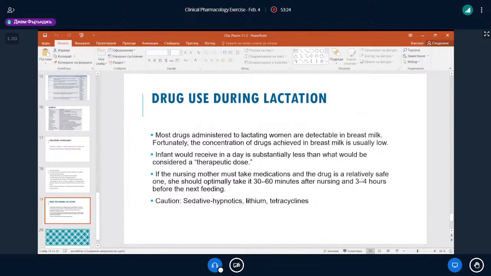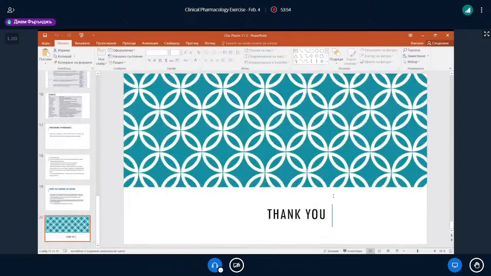But some drugs like sedative or hypnotic drugs, lithium and tetracyclines should not be given to lactating women because, as you know, they're of potentially high toxicity, especially tetracyclines. These antibiotics can cause teeth discoloration, bone abnormalities in children, and they are not given to even children, but also to pregnant and lactating women.